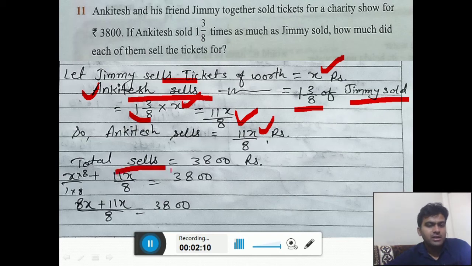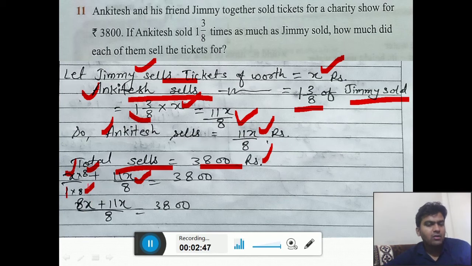Now total sales is how much? 3,800 rupees. So what will we do? Total sale means Ankitesh sold plus Jimmy sold. So Jimmy sold x and Ankitesh sold 11x upon 8. So we will add these two fractions. Here x is there and here 11x upon 8. So we assume it as x upon 1 and multiply by 8 in the numerator as well as the denominator. So we got 8x upon 8.